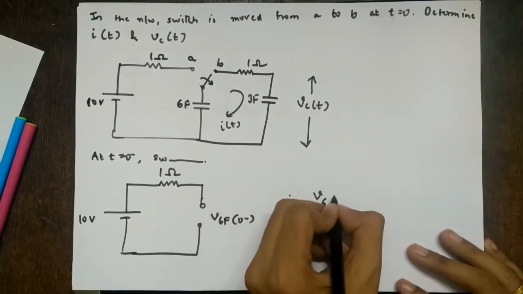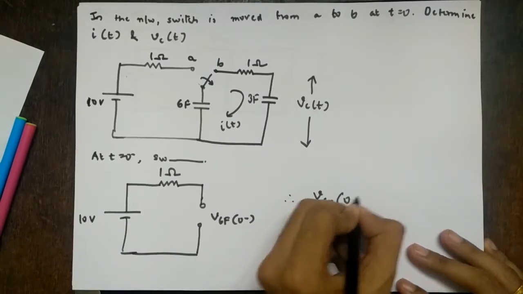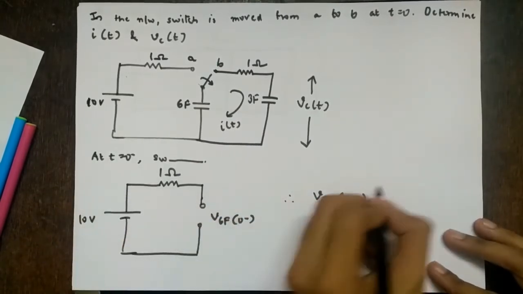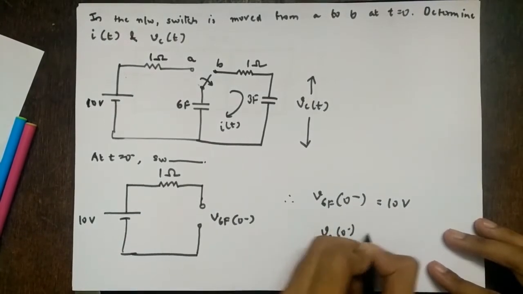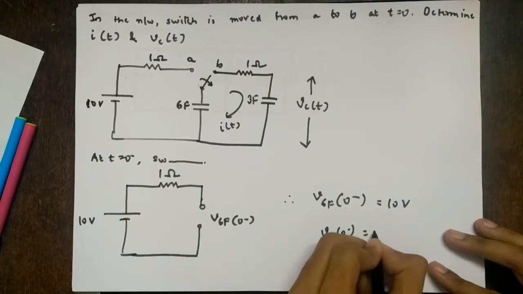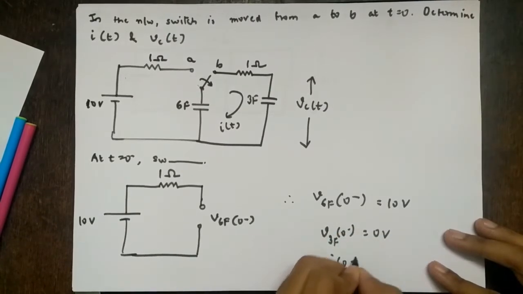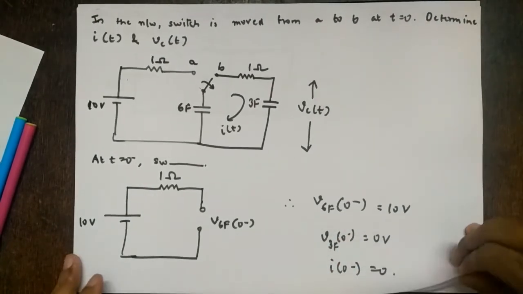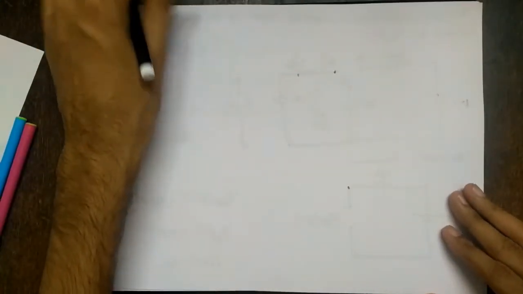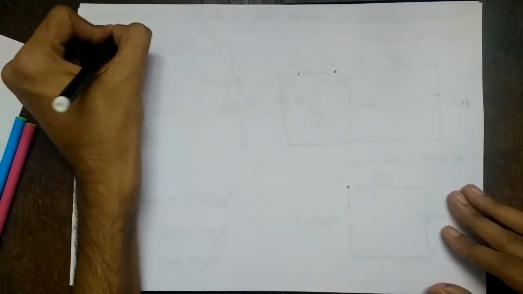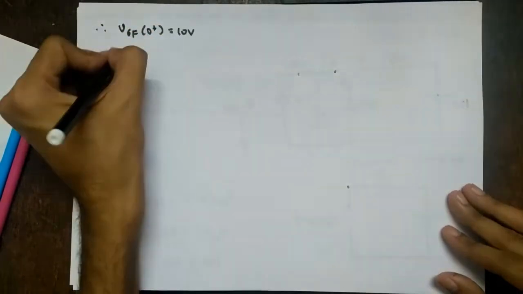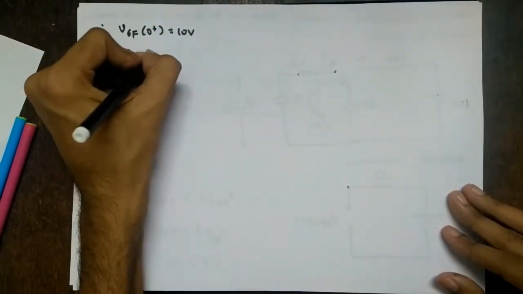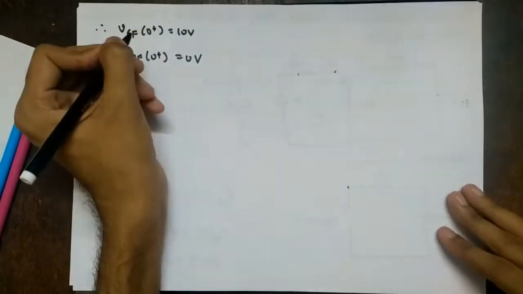So what will be V6 farad of 0 minus? This 10 volts will drop here. So this is 10 volts. There will be no voltage across the 3 farad at 0 minus, so it will be 0 volts, and the current I of 0 minus will be 0, right? Next, since the voltage across a capacitor cannot change instantaneously, V6 farad of 0 plus equals 10 volts, and V3 farad of 0 plus equals the same as before, which is 0 volts, right?